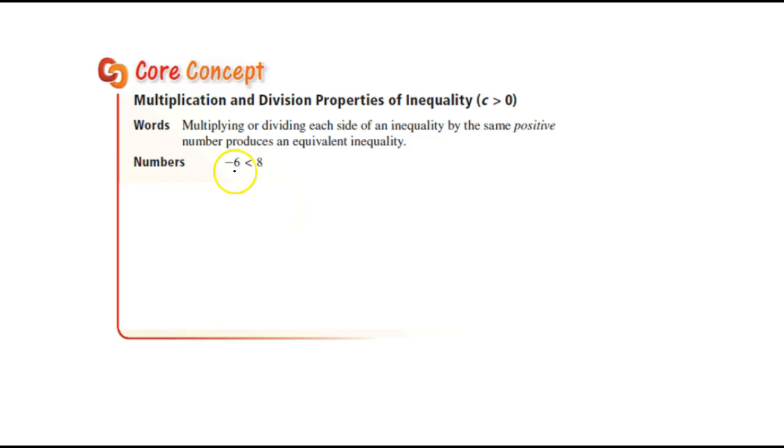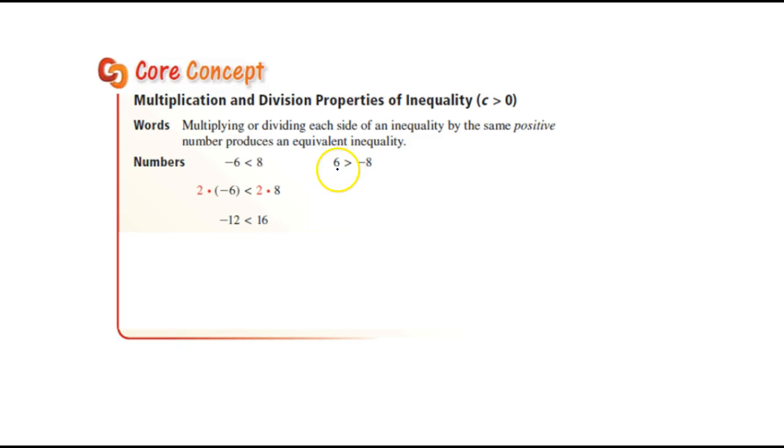Here is an inequality. -6 is less than 8. Well, what if we multiply both sides by the same number? Let's multiply both sides by 2. I get -12 is less than 16. That's true. That's an equivalent inequality.